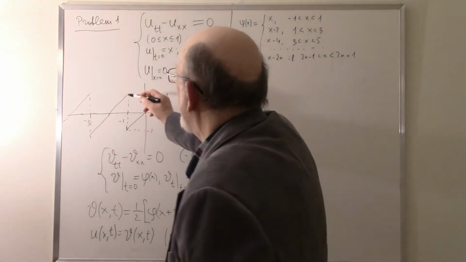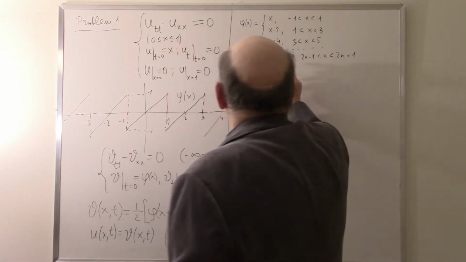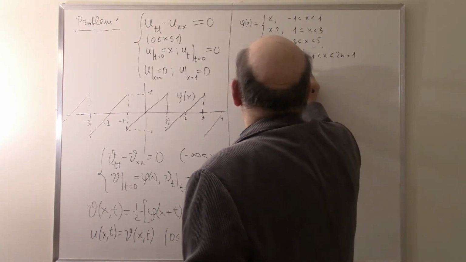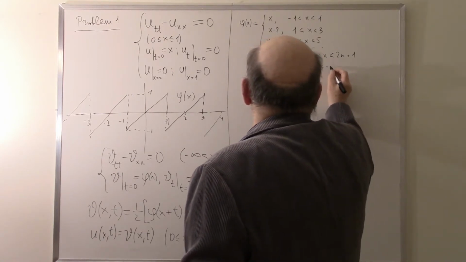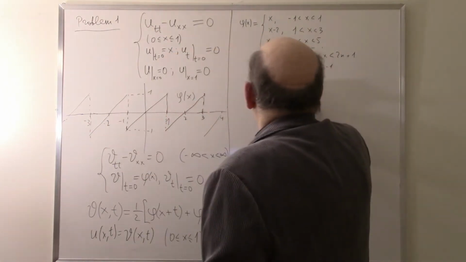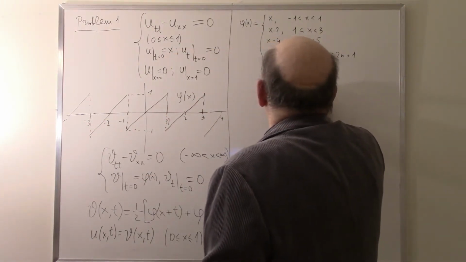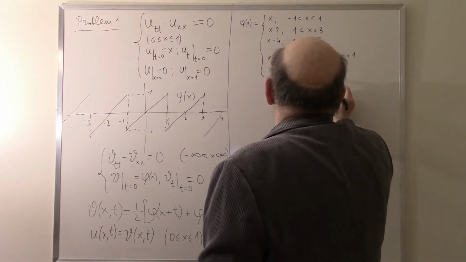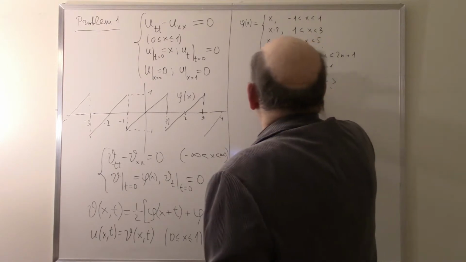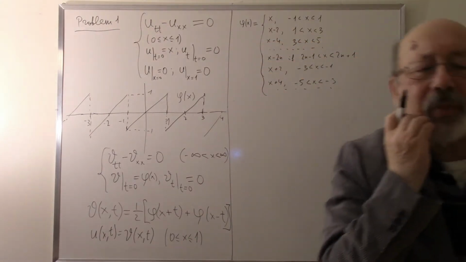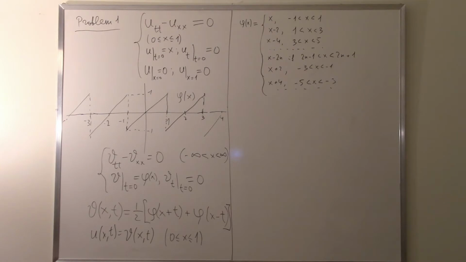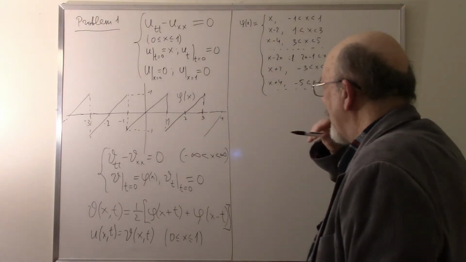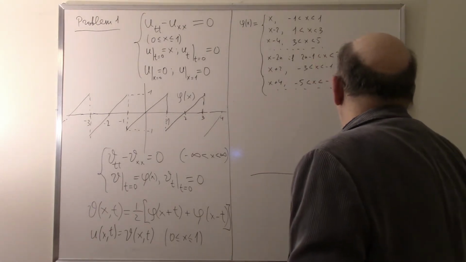So, for example, this piece, it is x plus 2 if minus 3 less than x less than minus 1. x plus 4 if minus 5 less than x less than minus 3, and so on. So we defined this function piece by piece. It is the first component of the solution. Now let us draw the picture in the xt plane.